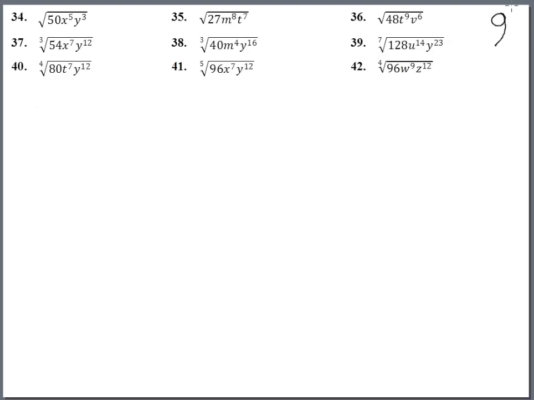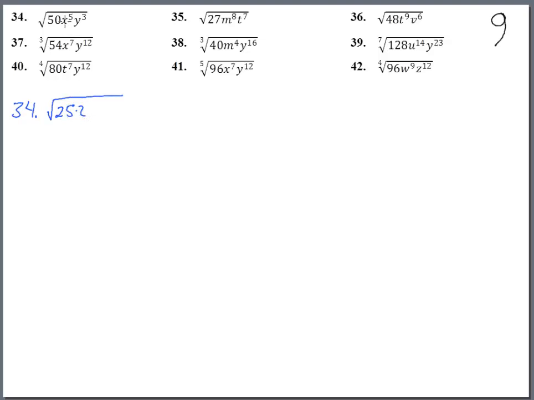Okay, here we are on page 9, solutions to 34 through 42. Number 34. I'm going to do these first couple writing out everything, but then move on to quicker ways of doing it. So here we have the square root. We're looking for perfect squares that come out. So this is 25 times 2.